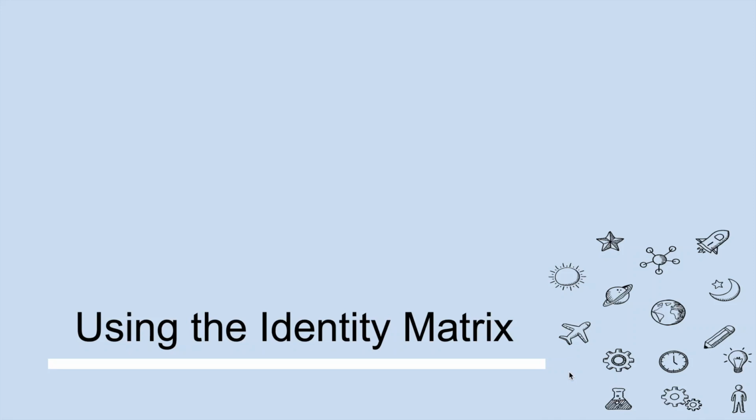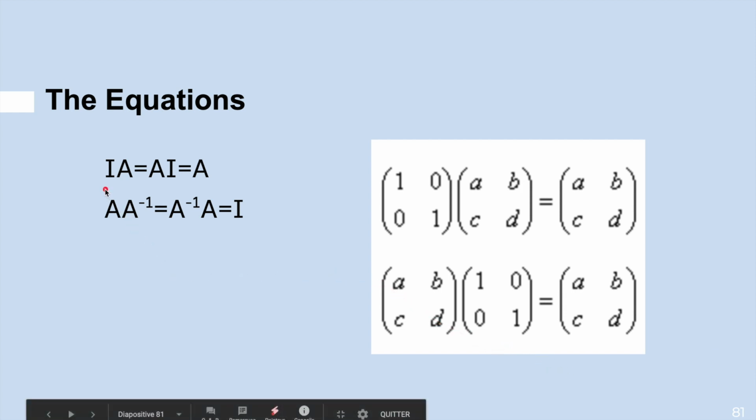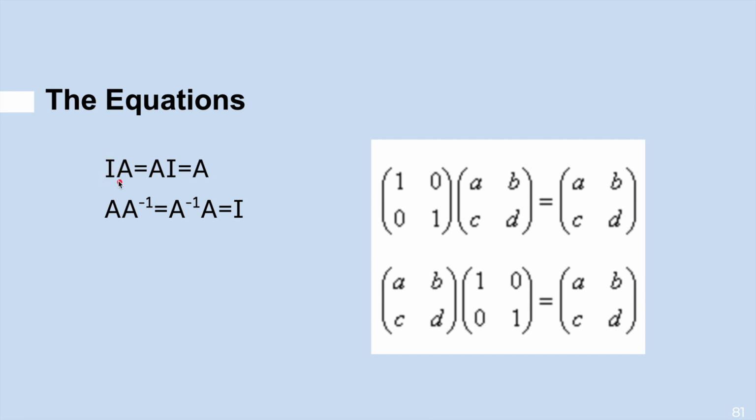Now that we know what the identity matrix is, we can start using it. There are two equations you should be familiar with. The first one is the identity matrix multiplied by a matrix is equal to that matrix multiplied by the identity matrix, and it is equal to the original matrix.